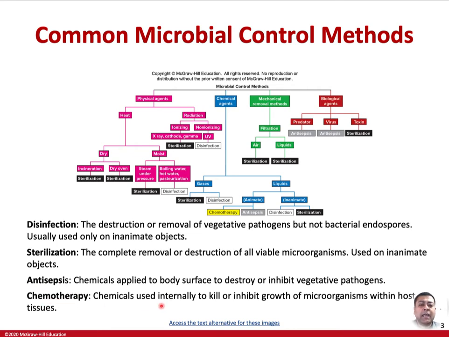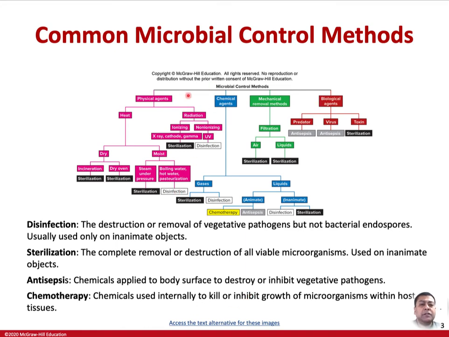The definition is a chemical used internally to kill or inhibit growth of microorganisms within the host tissue. So all your antibacterial, antiviral, antiprotozoal, antifungal medications, all of these are prescription medications that you take orally, internally, or are injected into you. These are the chemotherapeutic agents, and broadly we divide them depending upon how they work, and we're going to talk about that in the next chapter. But we will mainly be talking about the other processes which we do not take internally.